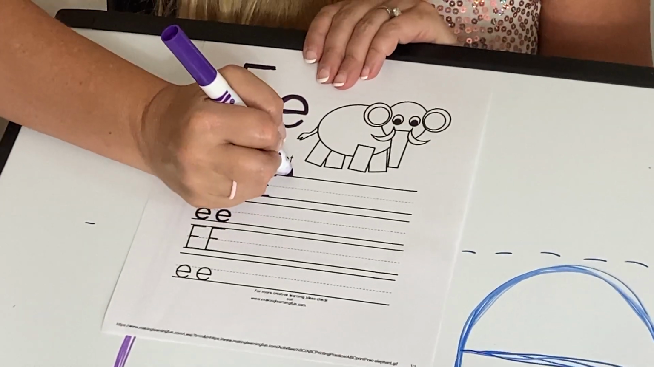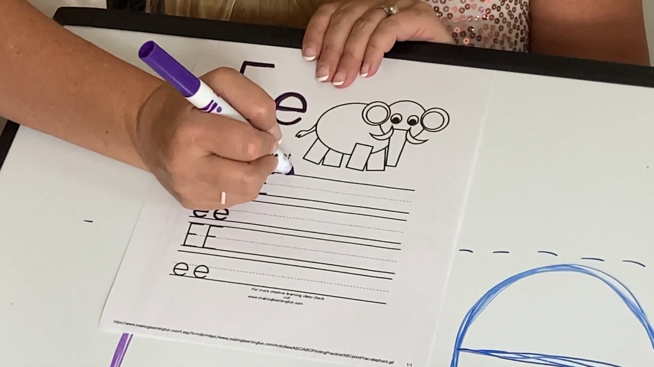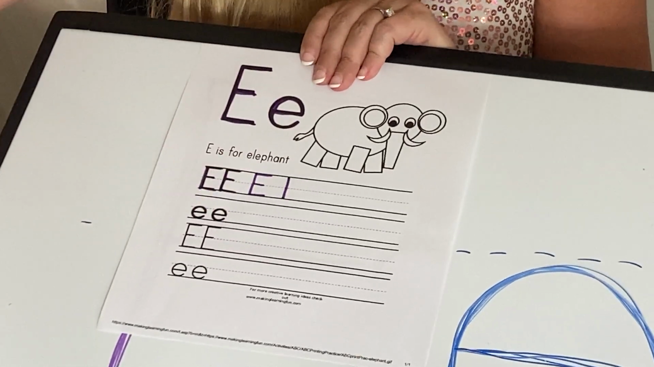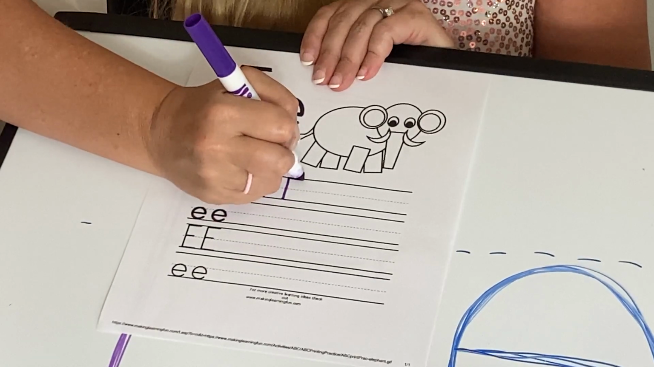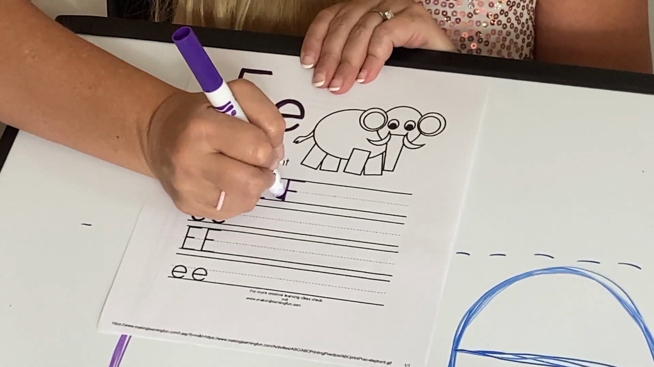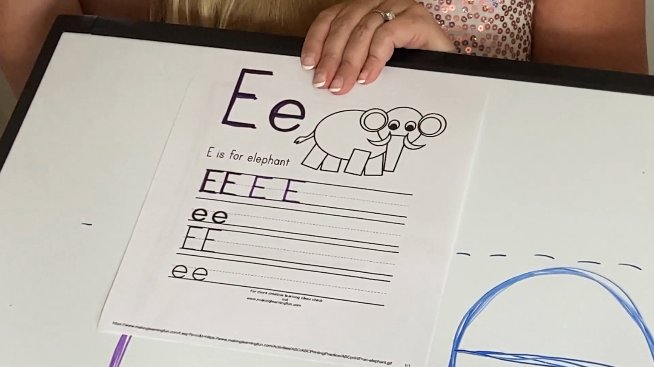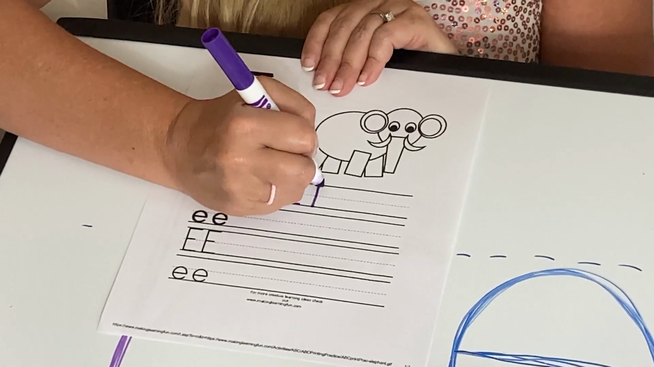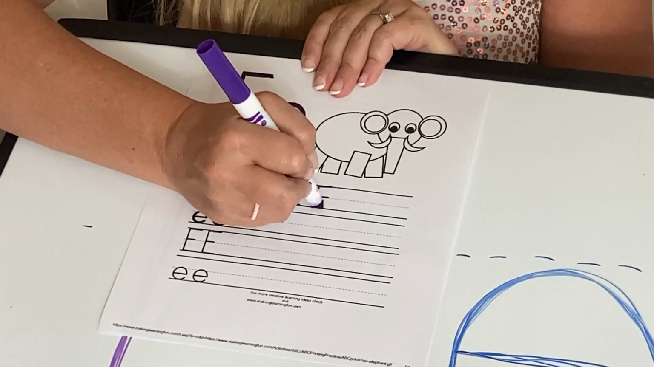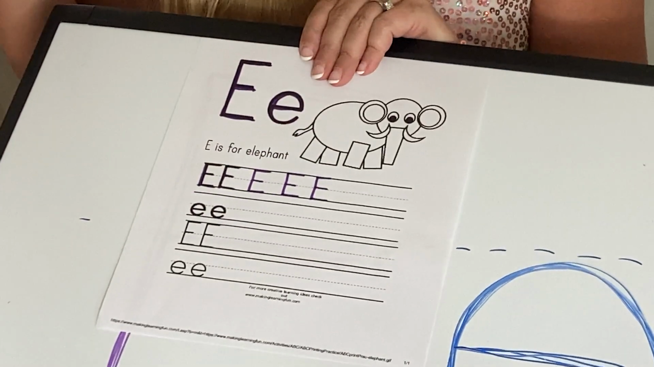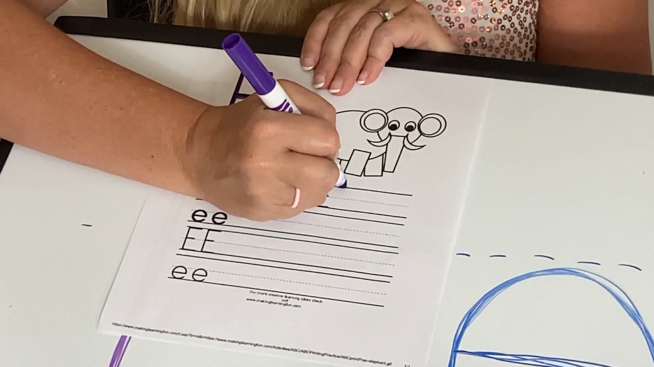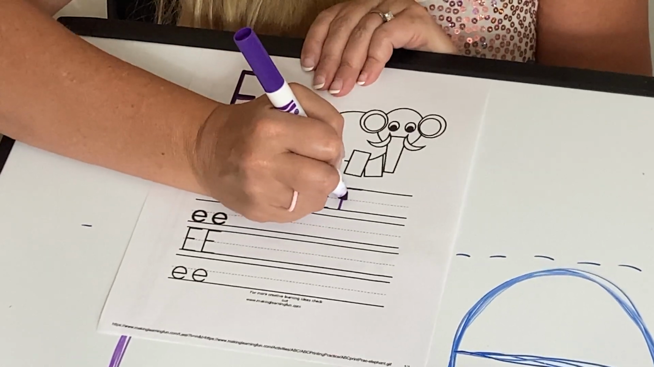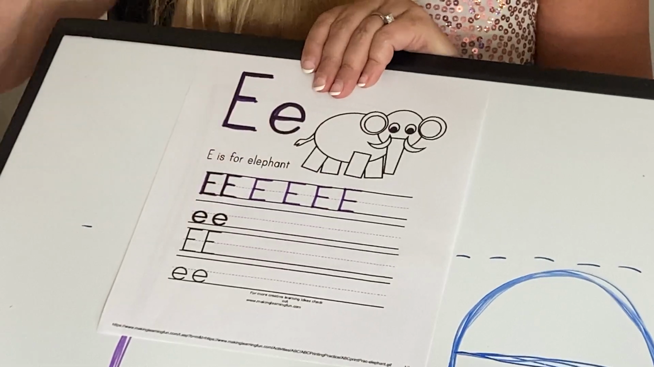Okay, let's try it again. If you messed up, just try it again. Don't erase anything. Straight line down, pick it up, top, middle, bottom. Let's do another one. Line down, top, middle, bottom. Let's do one more. Down, pick it up, top, middle, bottom.